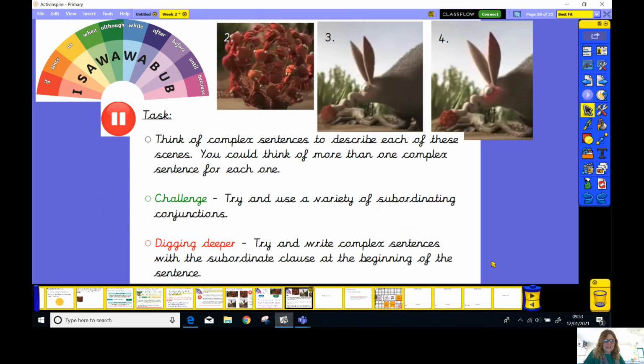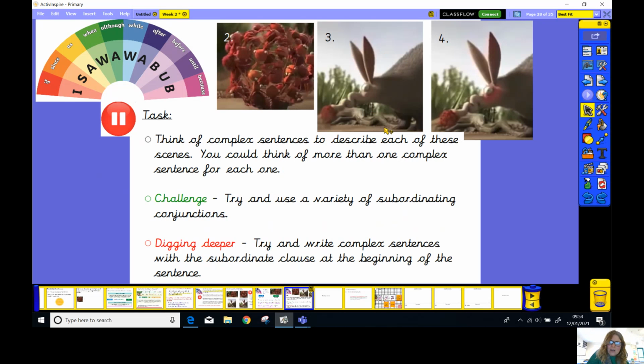Let's go on to our task today. Your task is to write sentences about each of these scenes. You're going to write complex sentences to describe each of these scenes, and you can think of more than one complex sentence for each one. Remember that for each one, think about the subject in the sentence and what they're doing, the verb. So for example, here, the subject might be the ball of ants, or it could be the queen ant. What is the ball doing? It's rolling, it's tumbling. The queen ant is climbing or clambering.